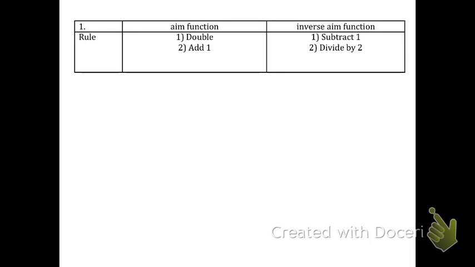Okay, so in this assignment we're going to practice writing functions, instead of in words, in symbols. The way you can do that is you can imagine putting a variable in. You can choose any letter you want, but it's common to use x. So I imagine what would happen if I put x into the aim function. Well, I see that it would double, it would get multiplied by 2.